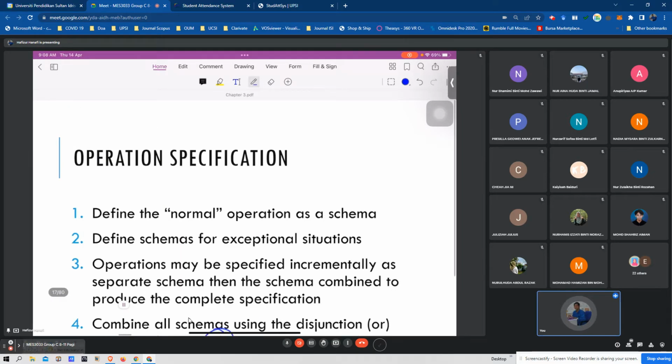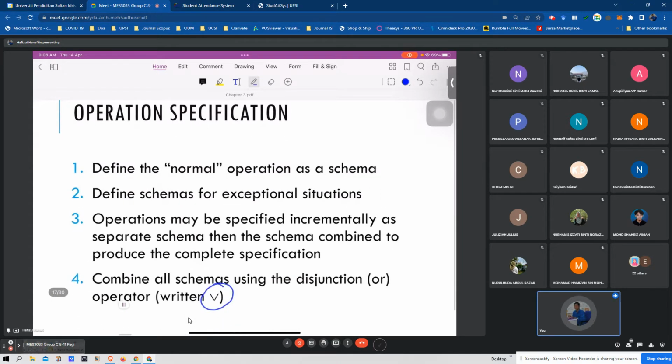And then operation specification. Define the normal operation as a schema, and then we define the schema for the exceptional situation. In specifying a system operation, we must consider the following for the schema. The objects that are accessed by the operation. The objects that are known to remain unchanged by the operation. The objects that may be altered by the operation. And then we have a precondition, and then we have a postcondition.